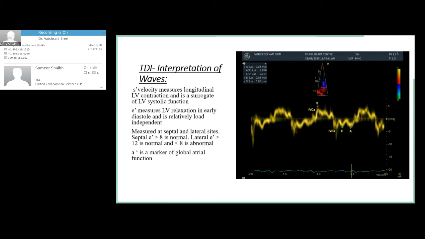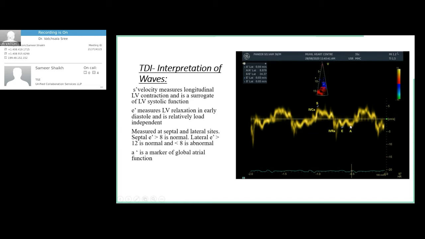So the way you go about it is, always take ECG gated images. The reason why is, if you're confused about identifying the waves, you can actually time it with the ECG, and then you can identify, okay, here comes the E wave and here comes the A wave.